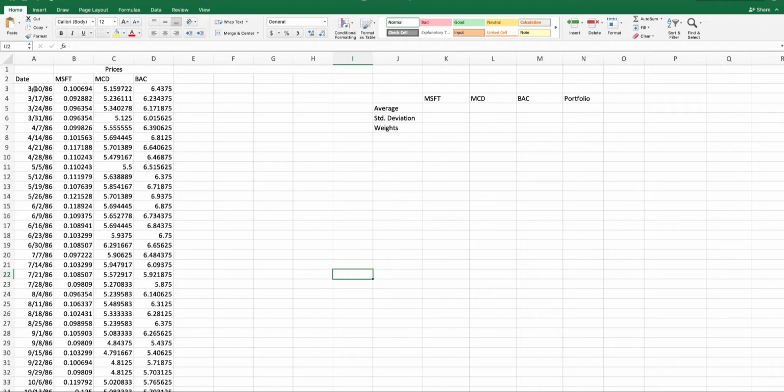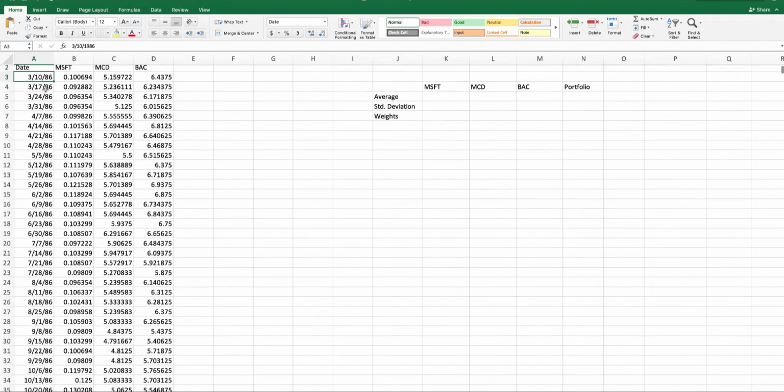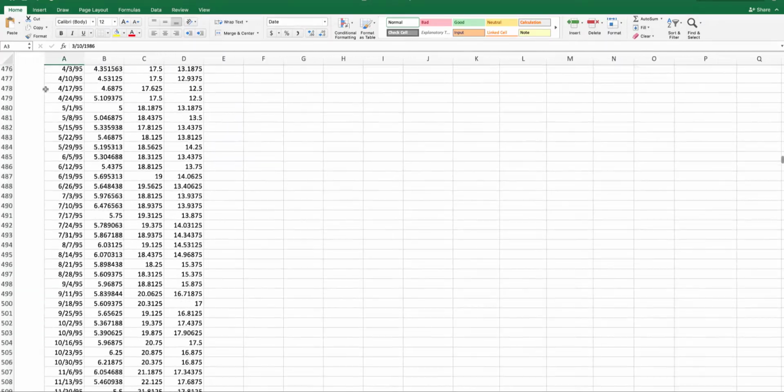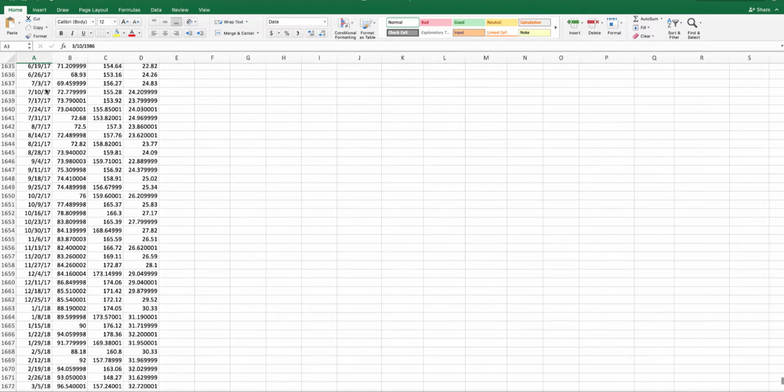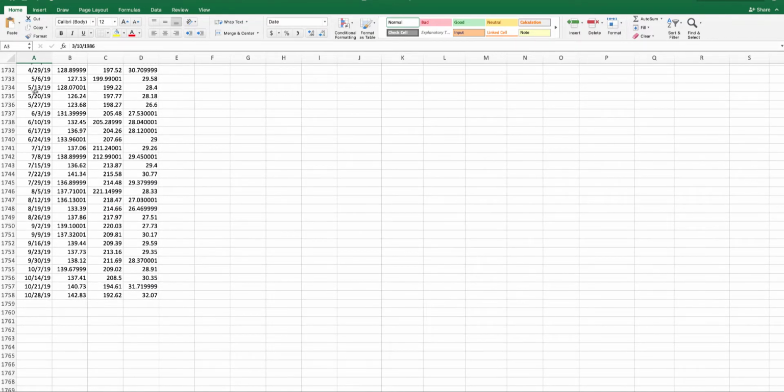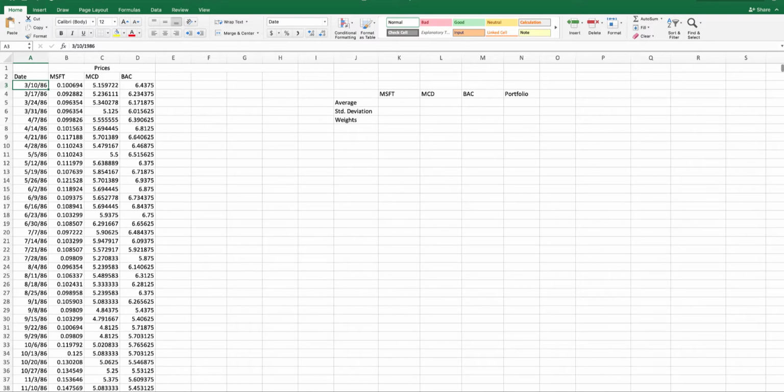So what you have here is the stock prices. These are weekly stock prices dating from March 10th, 1986 all the way till, I think, October 28th, 2019. Right? So these are weekly prices. There are the weekly closing prices for Microsoft, McDonald's, and Bank of America.